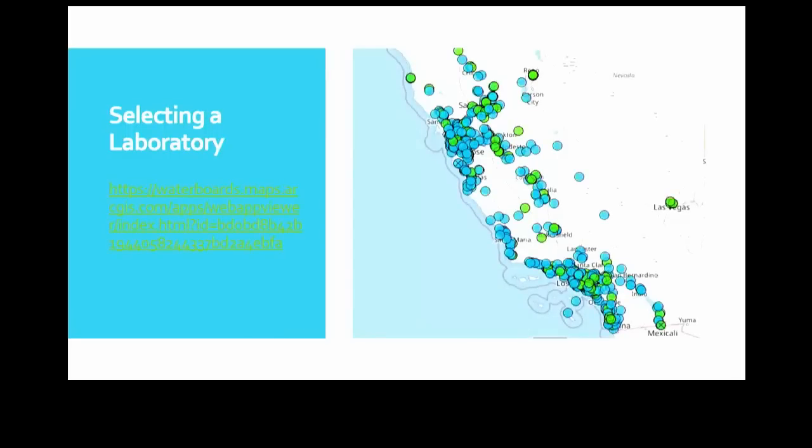ELAP has to remain impartial, and we can't really recommend a laboratory. But what we have, as a resource, is a GIS map here, and the link is right here, so you can come back and use it at your convenience. What it does is it gives you an idea of where laboratories are located, and there are some search functions in there to narrow down what specific testing needs you may have. So, again, this is just a resource for helping you identify where laboratories are and which ones you're able to use.